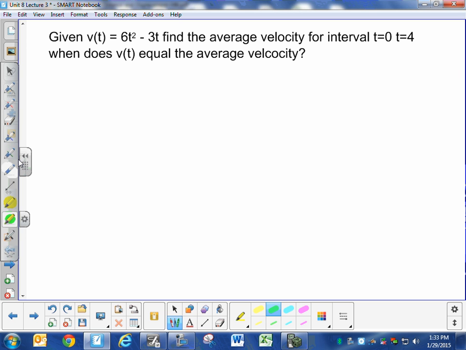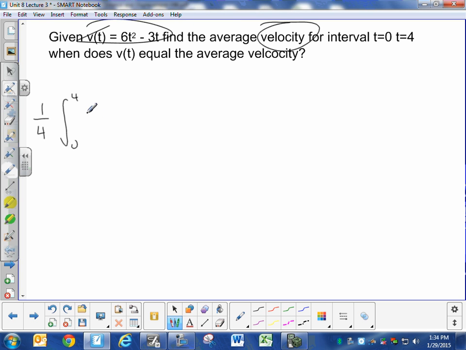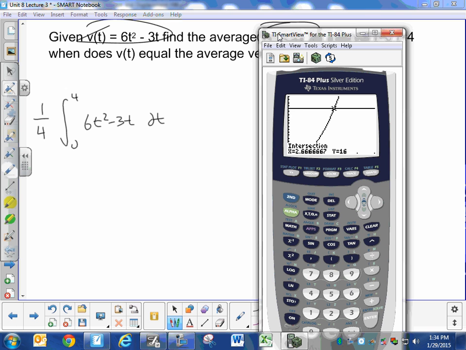Given the velocity is 6t squared minus 3t, find the average velocity from 0 to 4. When does the velocity equal the average velocity? Well, simple. The average is just 1 over b minus a times the integral from a to b of whatever I'm trying to find the average of. If I'm trying to find the average velocity, I best be having velocity in my integral. Okay, and now I'm just going to use my calculator to calculate this.